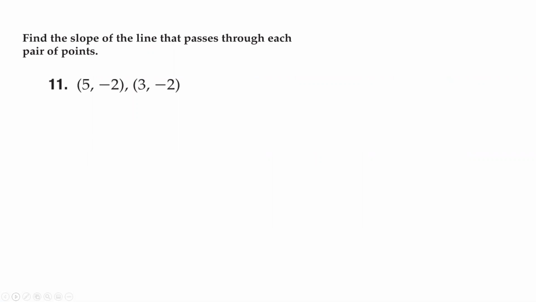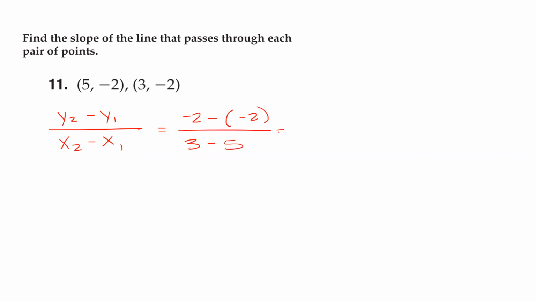So it says here to find the slope of the line that passes through each pair of points. Now, if you're finding the slope given 2 points, you're going to use the slope formula, y2 minus y1 over x2 minus x1. And I noticed a lot of you did that on your quiz. So this ends up being -2 minus -2 over 3 minus 5. So again, I'm going to add the opposite. So -2 plus the opposite of -2 is +2. And then 3 minus 5, that is -2.